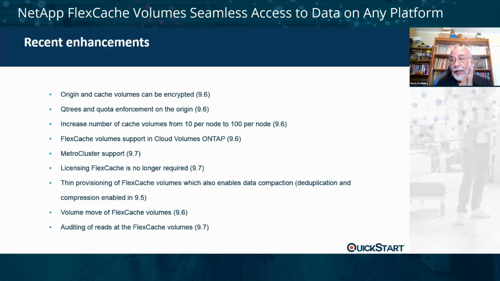Volume move was added in 9.6, being able to move my cache volume to different nodes in a cluster. And in 9.7, we now support auditing of reads. Okay? Again, if you think about this, this is not necessarily an easy thing to do. How am I going to audit the reads when I've distributed these files out all over the place? So they're working on these little complications, these edge cases one by one, and with each new version of ONTAP, more of them are addressed. Okay.